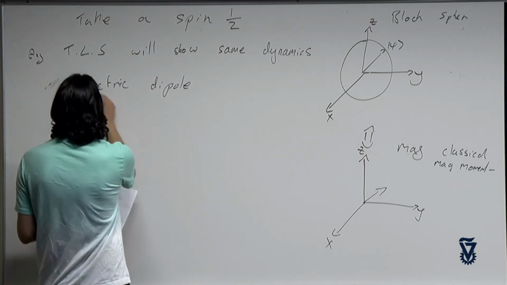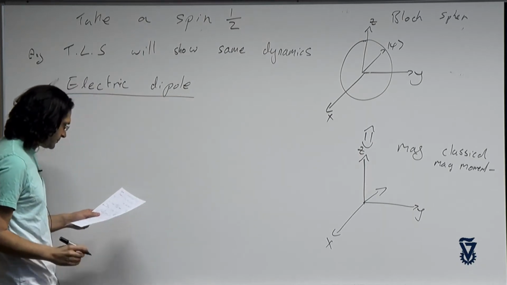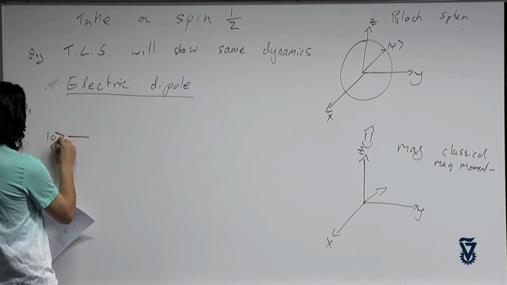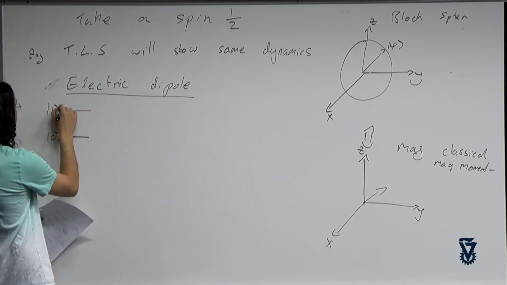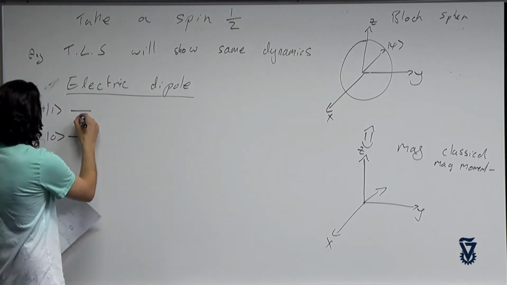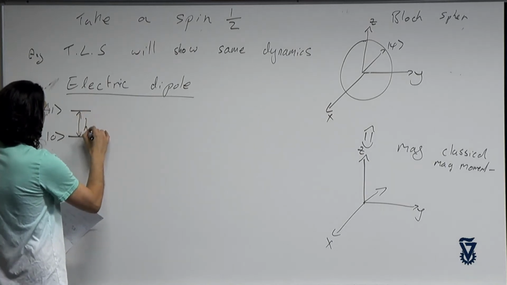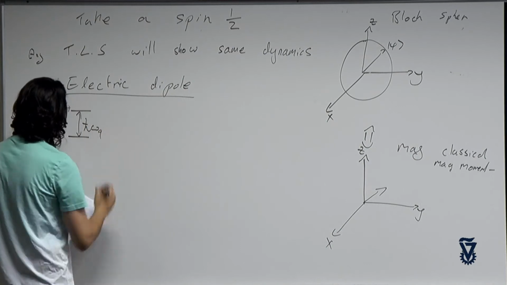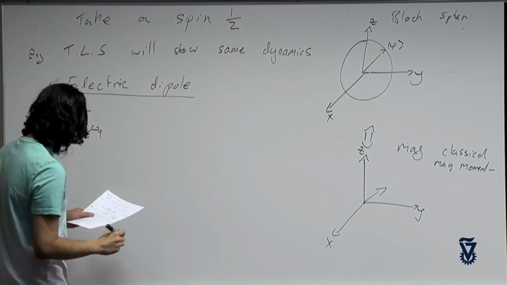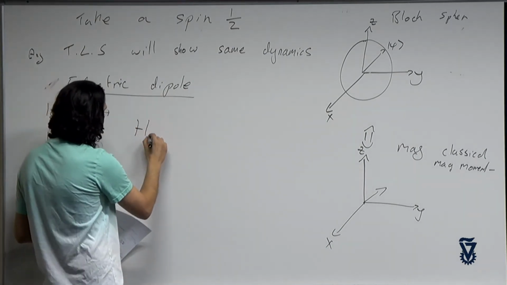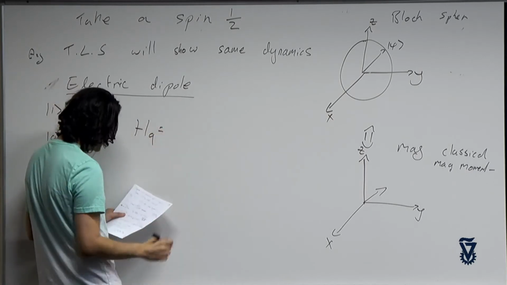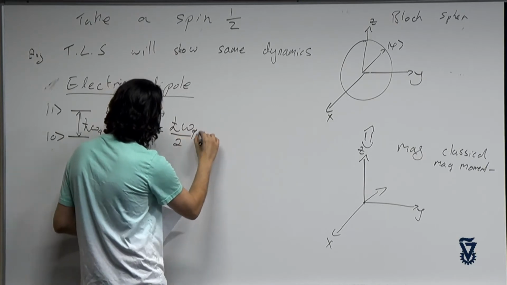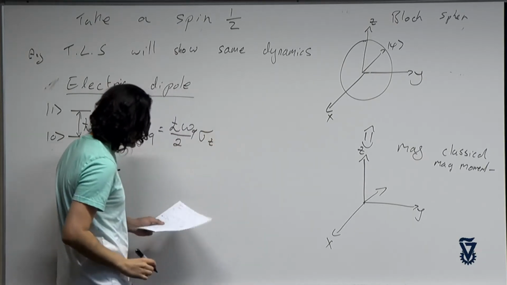Okay, so we start off with an electric dipole. Our electric dipole is going to be described by two levels. It's basically a qubit, 0 and 1, with some frequency difference h bar omega q, for qubit. The Hamiltonian of this qubit is h bar omega q over 2 sigma z.